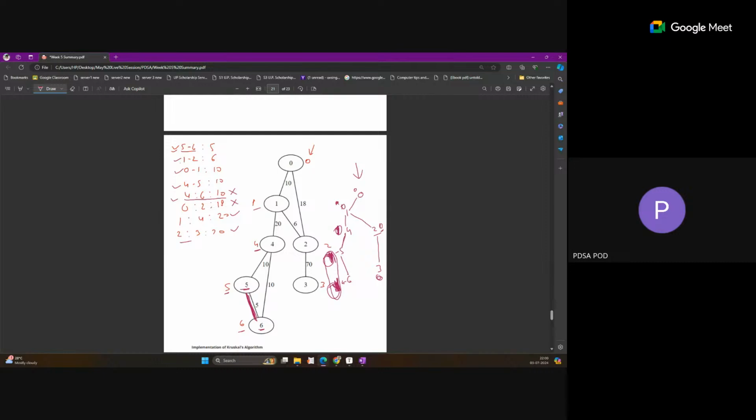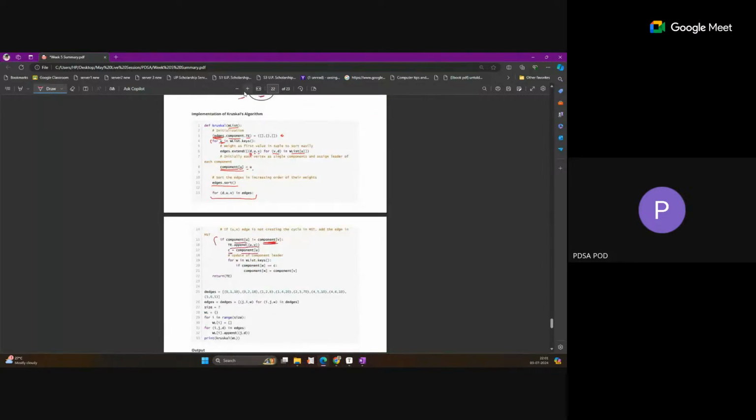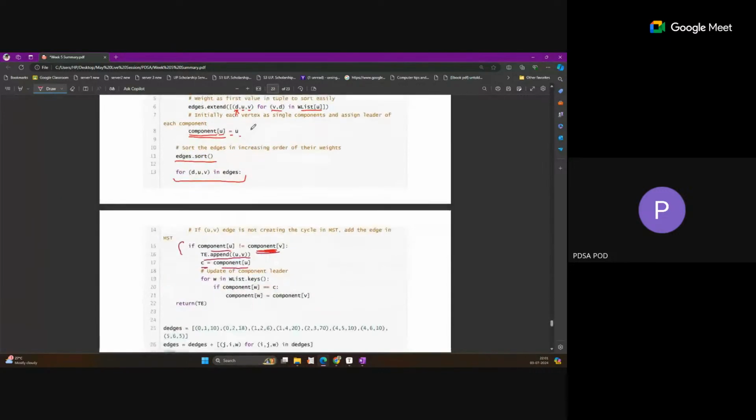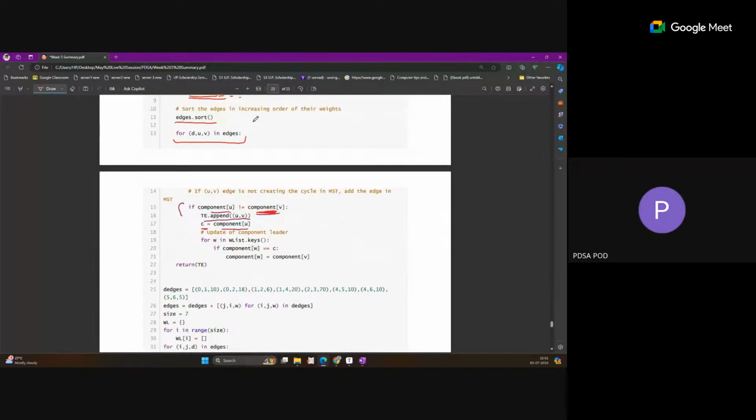So in this way, this algorithm works with this component. So you can see the code now, and this code is working in the same way. For each edge, we are checking whether the component of u does not equal the component of v. This condition gives the information that our edge u comma v is not creating a cycle. If this is true, then we enter inside this and add this edge into the tree edges.